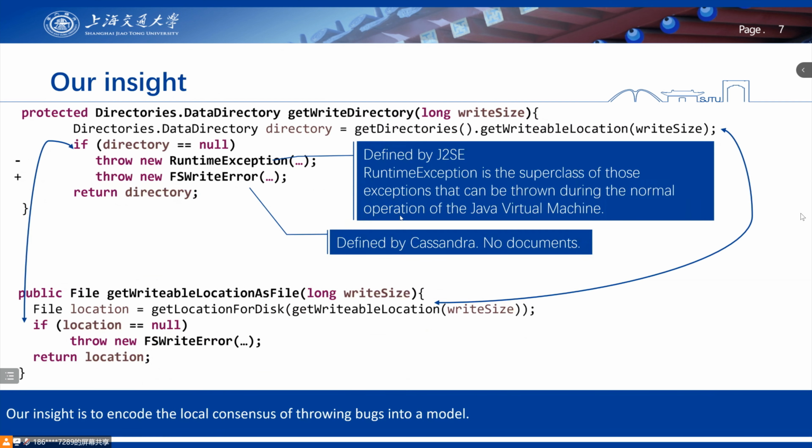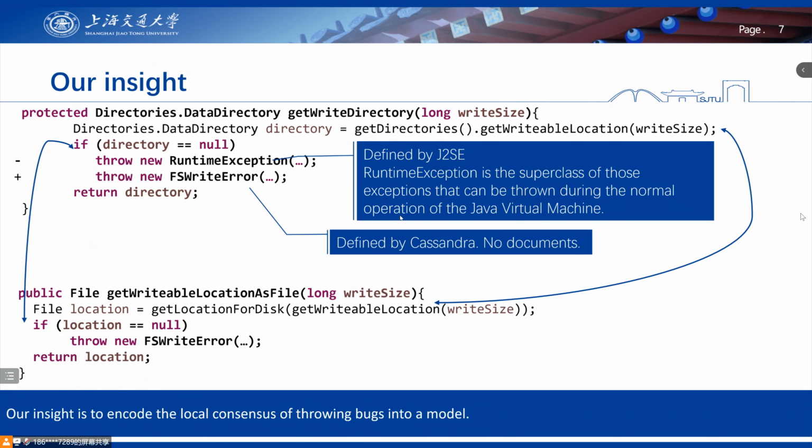It is difficult for a new programmer to throw the correct exception. This correct exception is self-defined and it has no arguments. A new programmer may not even know this exception. In fact, by definition, it is also legal to throw the long-time exception under this programming context. However, the local consensus of Cassandra is to throw the other exception, FSWriteError.